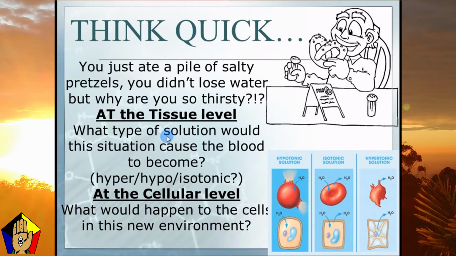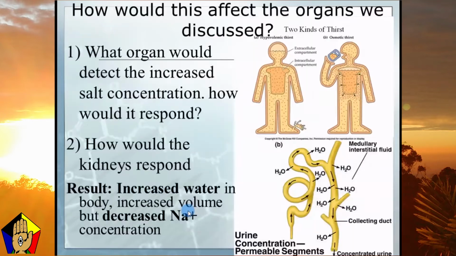So all that salt going into your blood is becoming iso, hypo, or hypertonic solution around your cells in your blood. Okay. It's raising the solute, which means it's becoming hypertonic. So when it's hypertonic, what's going to happen to your cells? They're going to start shrinking. So your cells at the cellular level start shrinking. Think about it a little bit deeper. As your cells start shrinking, your body doesn't want that because your cells could possibly die.